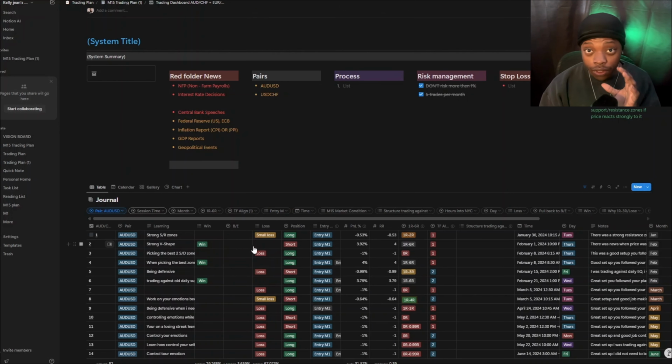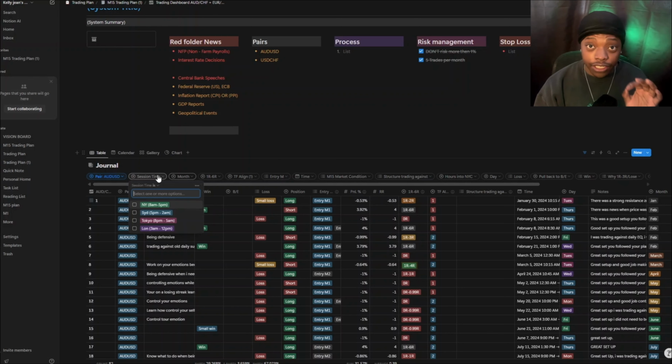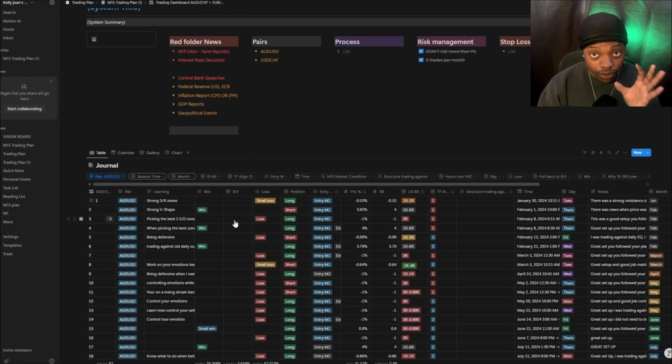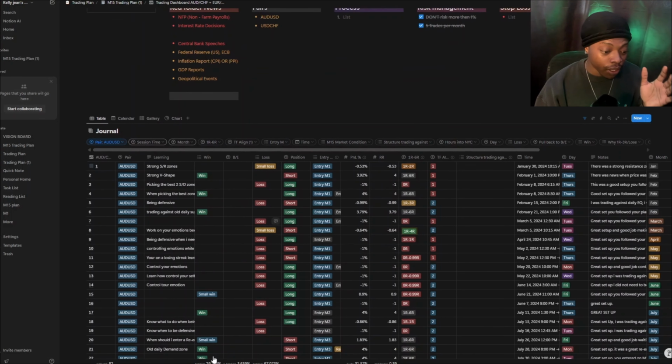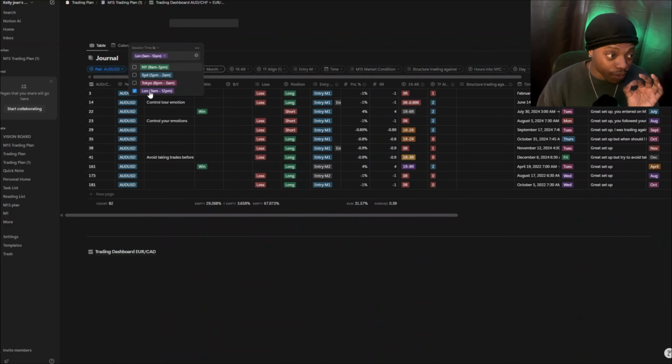First thing I'm going to filter out is the time I will be trading. This is the session time that I trade. Let's start by filtering out something to see if my win rate increases at all. The first thing I'll be filtering out is the session time, which shows the session timing that I will be trading. The first session time I'll show you is the London session.